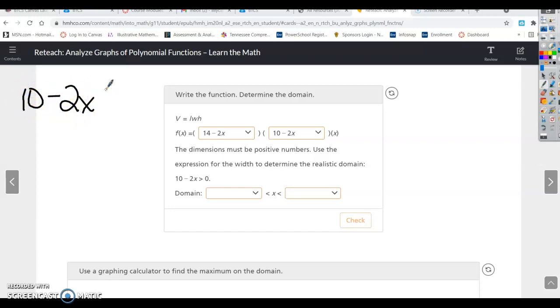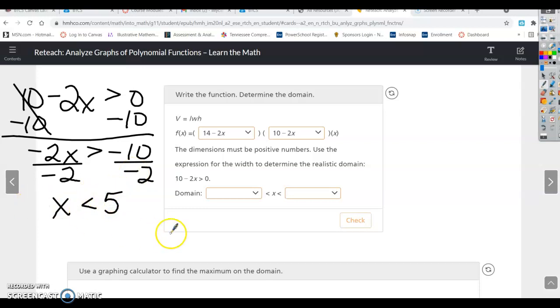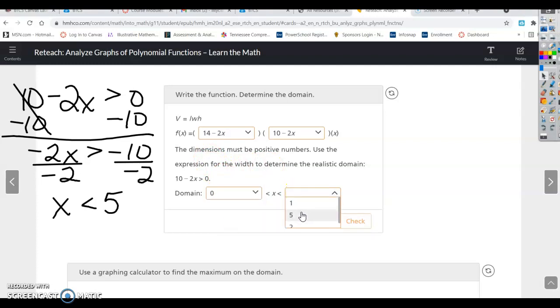minus 2x greater than 0, and we're going to subtract 10 from both sides. We've got negative 2x greater than negative 10, divide by negative 2. Remember, when you divide by a negative number for an inequality, it switches the sign. Negative 10 divided by negative 2 is positive 5. All right, so we know the domain is your x's. We also know that the dimensions cannot be negative because it's a length. So it's going to go from 0 to 5.